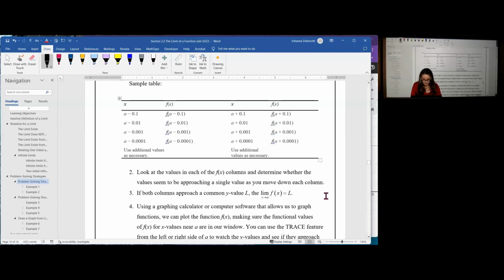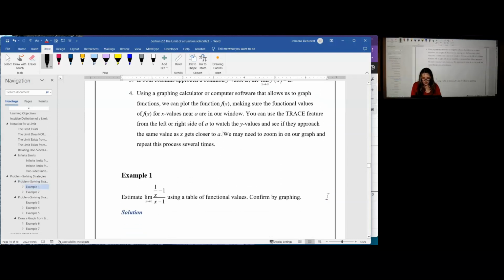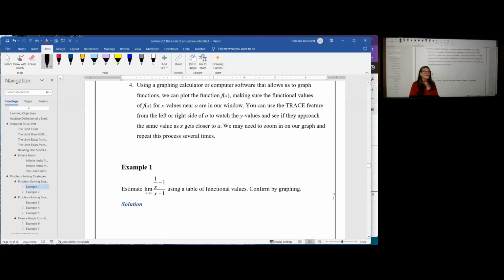We can use a graphing calculator or software that helps us to graph these. If you have a graphing calculator, you can use the trace feature from the left or the right to watch the y values on the screen and see if they approach the same value as x gets closer to a. Let's go ahead and work this example right here.